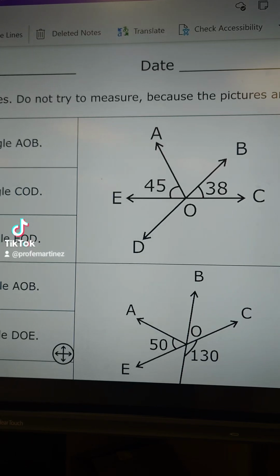Okay, I'm gonna help you solve some of these problems on complementary and supplementary angles.